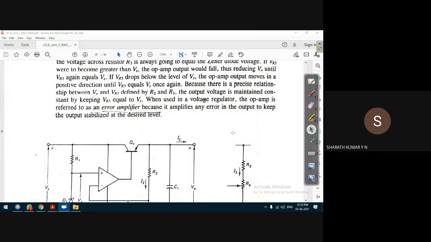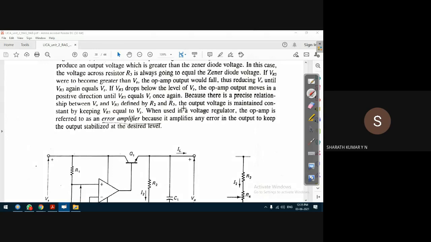So the next point: there is a precise relationship between V0 and VR3 defined by R2 and R3. The output voltage is maintained constant by keeping VR3 equal to Vz. When used in a voltage regulator, the op-amp is referred to as an error amplifier, because it amplifies any error in the output to keep the output stabilized at a desired level.